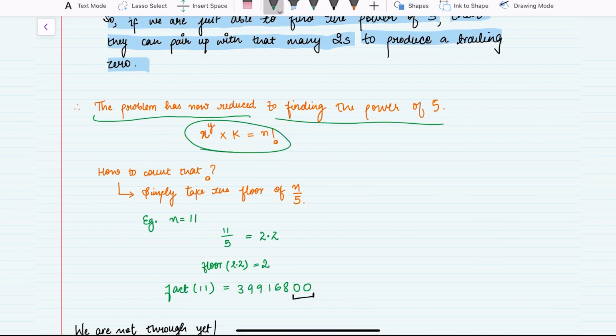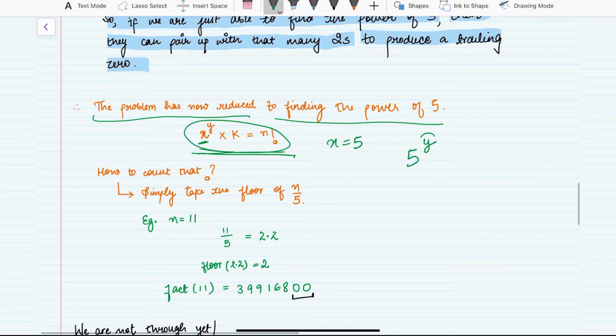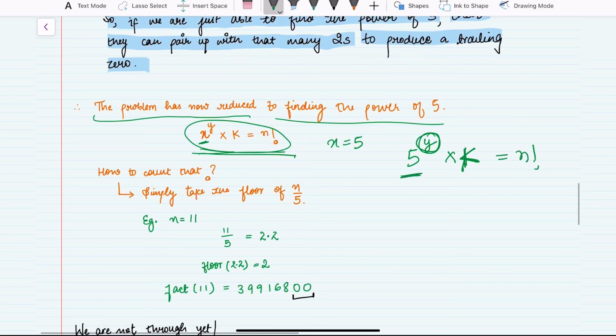So this is a generalized equation: if we want to find the power of any number, then we can apply this formula. Here our x is equal to 5. So here we are trying to find the power of 5, and let this be any number, the remaining number which when multiplied with the power of 5 gives us factorial n. So how can we find the power of 5, or how can we calculate the number of 5's? For that purpose, we can simply take the floor of n by 5.